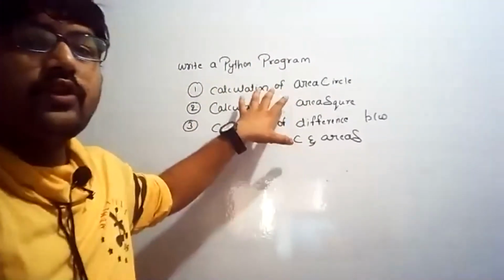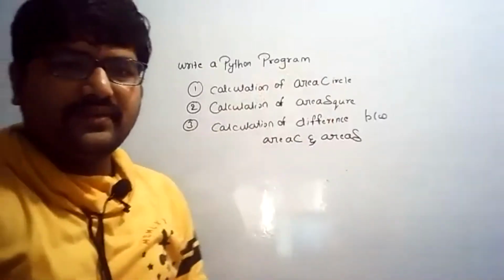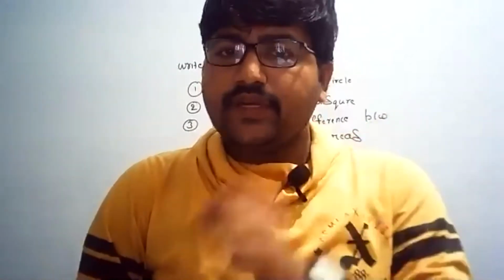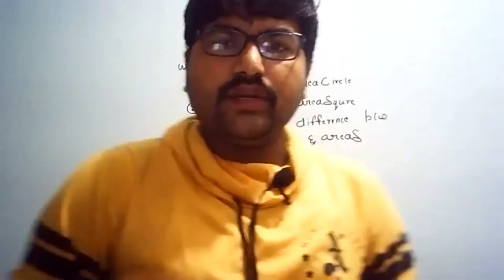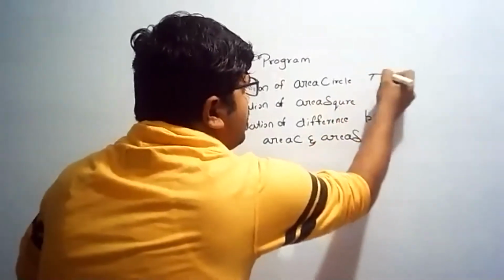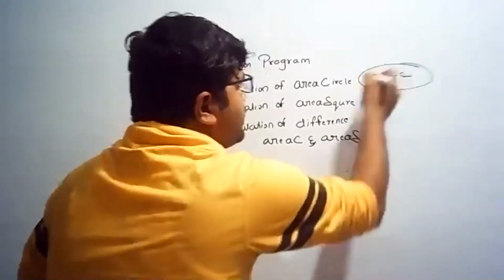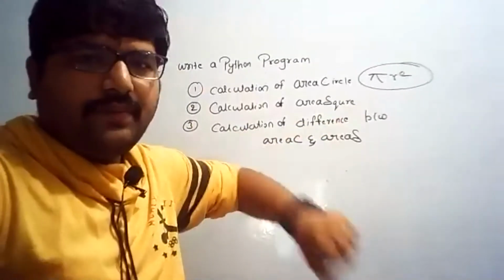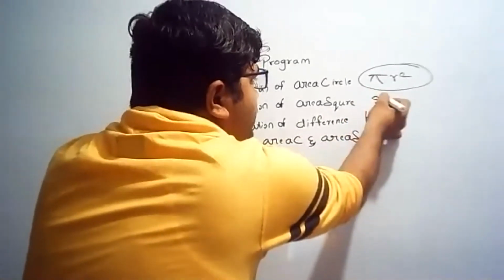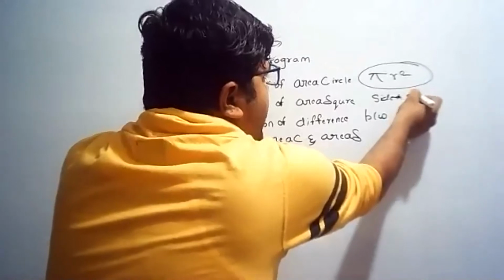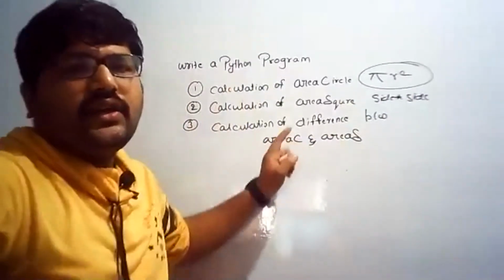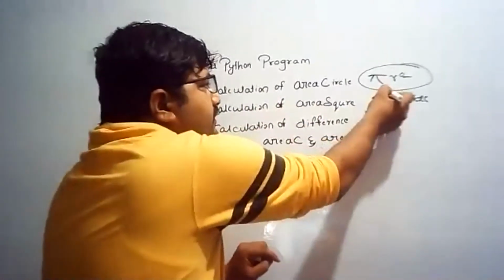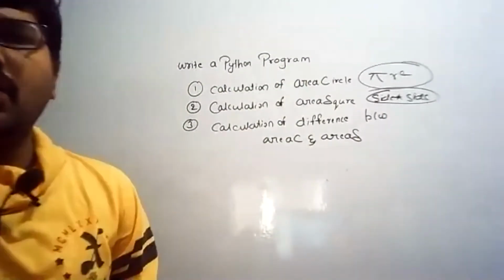I need to write a Python program to calculate the area of circle. The first part of the program is area of circle. What is the formula for area of circle? That may be pi r square, am I right? Pi r square is the formula for the area of circle. Side into side is the formula for area of square. So this basic idea you are having.